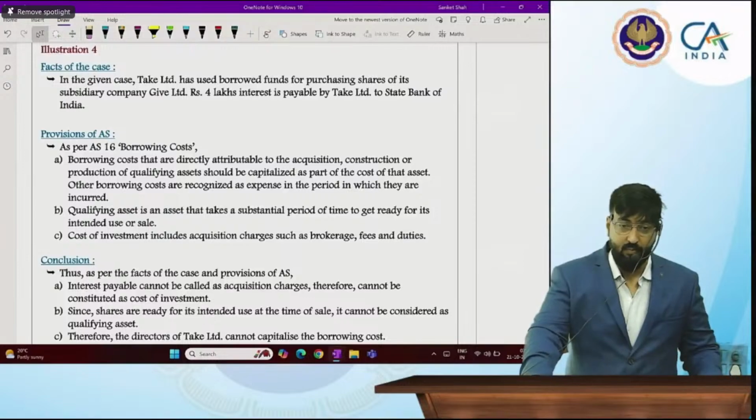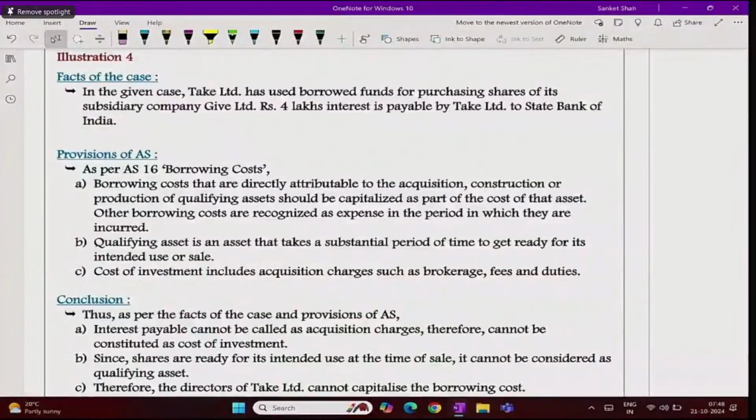In the given case, Take Limited has used borrowed funds for purchasing shares of its subsidiary company Give Limited. Rupees 4 lakhs interest is payable by Take Limited to State Bank of India. Provisions of AS. As per AS 16, borrowing costs that are directly attributable to the acquisition, construction, or production of qualifying assets should be capitalized as part of the cost of that asset. Other borrowing costs are recognized as expense in the period in which they are incurred. Qualifying asset is an asset that takes a substantial period of time to get ready for its intended use or sale. Cost of investment includes acquisition charges such as brokerage fees and duties.